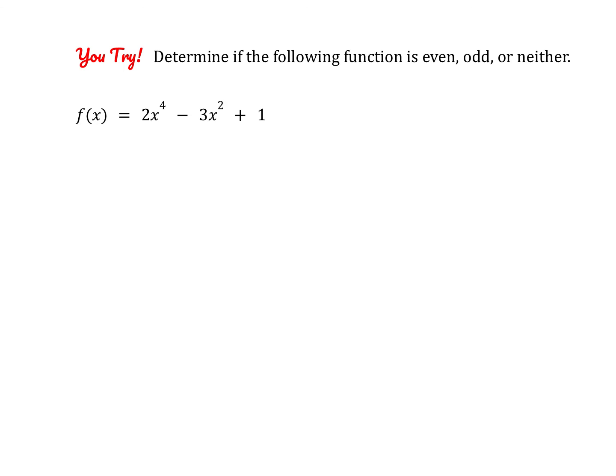Okay, go ahead and pause the video and apply the same test to see if you can determine if this function is even, odd, or neither.